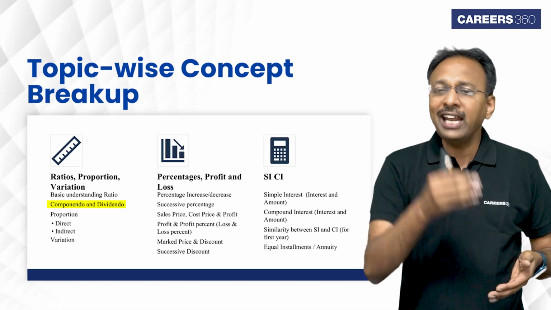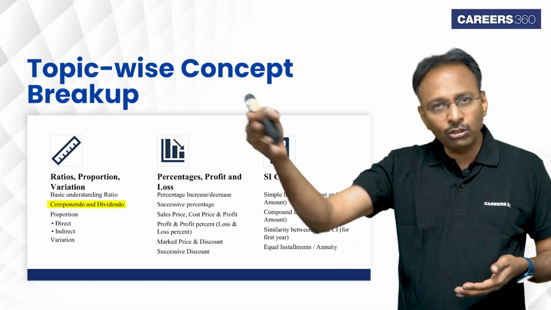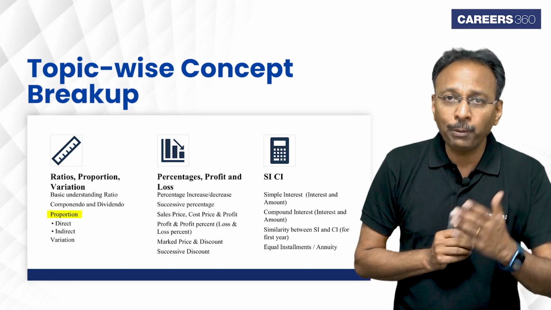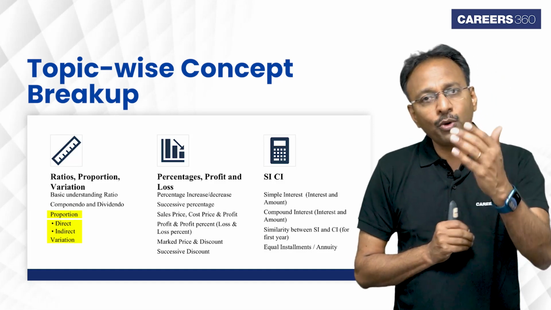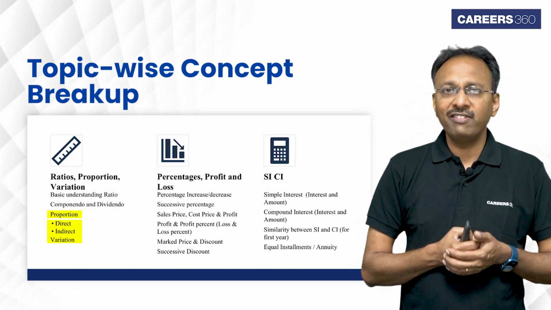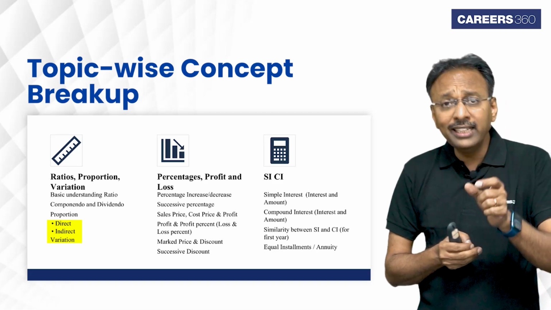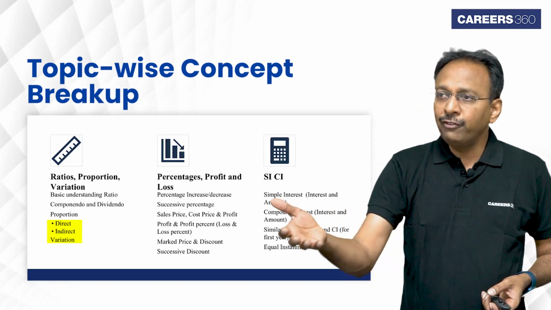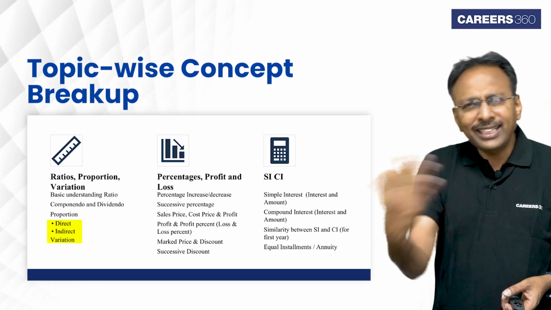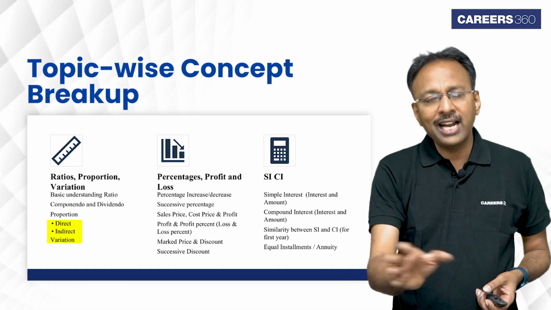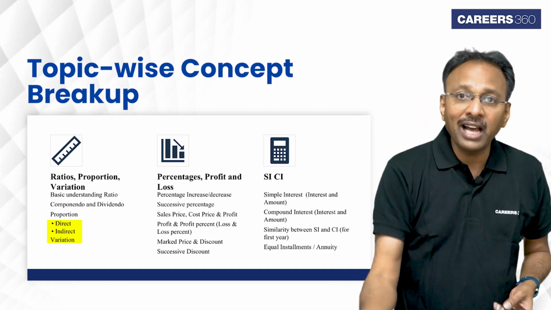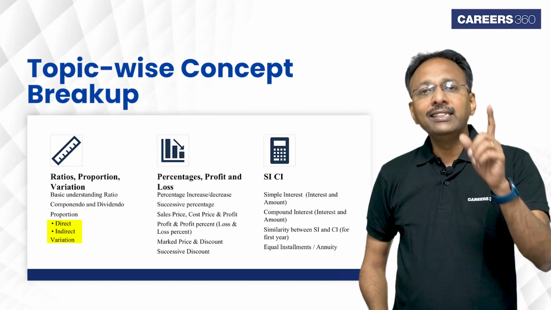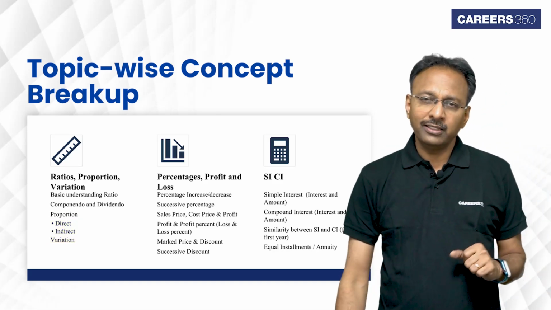Or what is a componendo and dividendo? If a by b is there, a plus b by a minus b is equal to a by b. That is another componendo and dividendo choice. Or what is a proportion? What is direct proportion? What is indirect proportion? Or a basic variation. Understanding these and solving, like I said, 4 or 5 concepts in that. And if you solve, let's say, 30 questions in that or 40 questions in that in, let's say, 2.5 hours from the previous year's question paper, I think this particular topic you will be comfortable with.